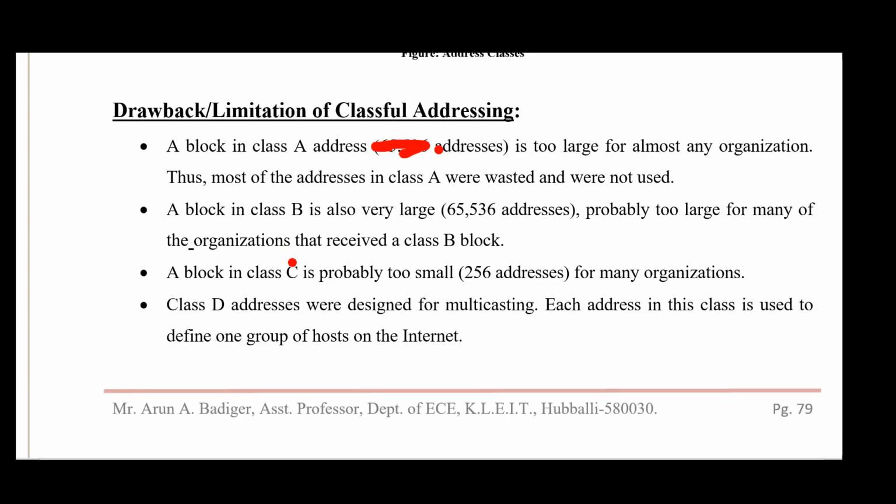It's again a waste. When I come to class C, it is really good, and we have a huge number of networks, 2 to the power of 21 networks, but the problem is with the hosts. The number of hosts in class C is only 256. So within a single network, just 256 devices is meaningless. At least minimum we have 1000 devices in a network, right? So again, it's not a good practice actually. Even though, we need to follow the same classes because they are all standardized.